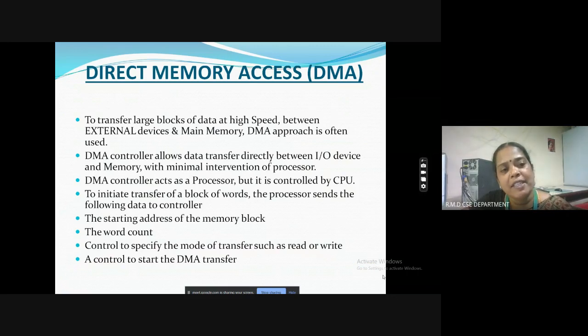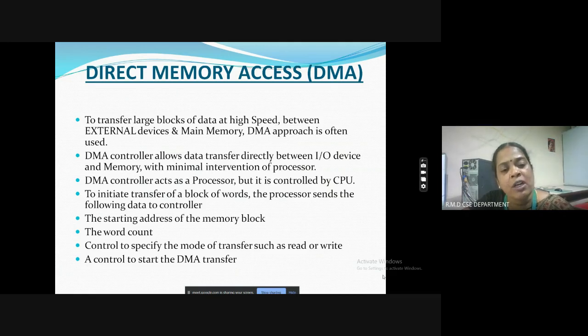Direct memory access means, as you understand from the name, that we are accessing the contents directly from the memory, so it will automatically be faster. The purpose of direct memory access is to transfer a large amount of data at high speed between the external devices and the main memory. The DMA approach is often used for faster transfer.